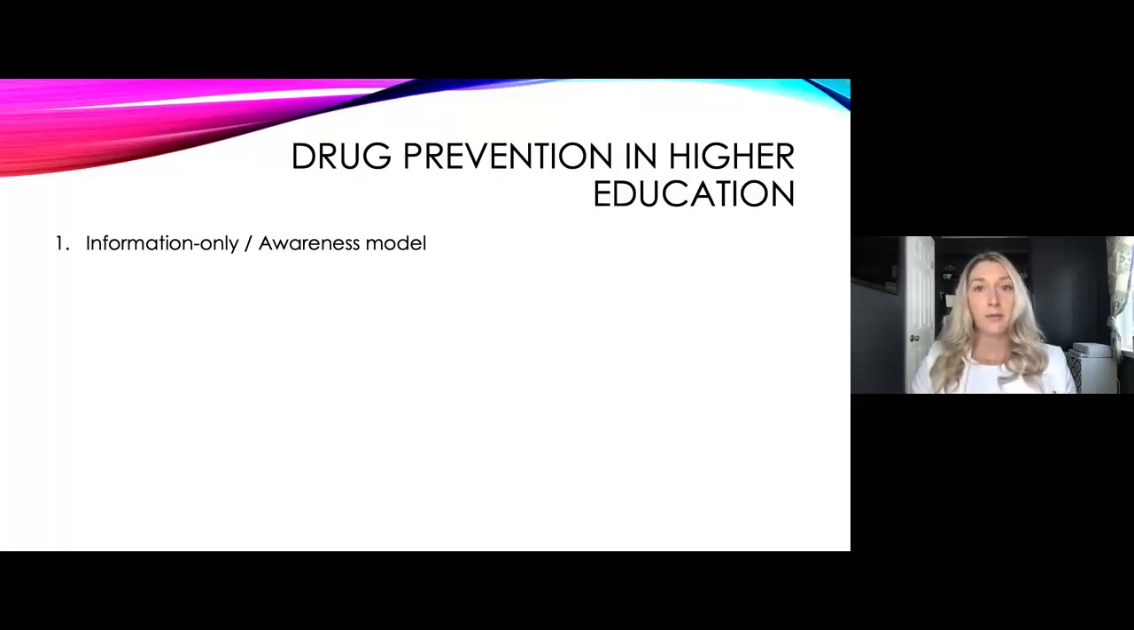So this model believes that if people are given extensive information about the harmful effects of drugs, then it will change their attitudes about drug use and abuse. The issue with this model is that it assumes that people are rational thinkers, and even as adults, we're not always rational thinkers.